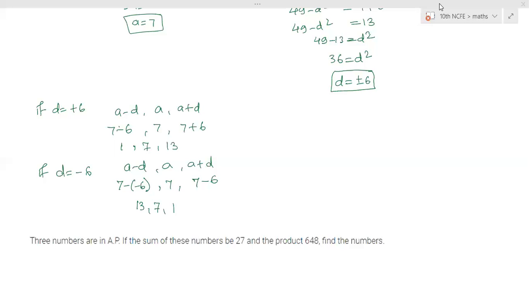Then continue solving the questions. Fifth one is the four terms are in AP. Ma'am, is the answer 9, 6, and 12? Yes, right.